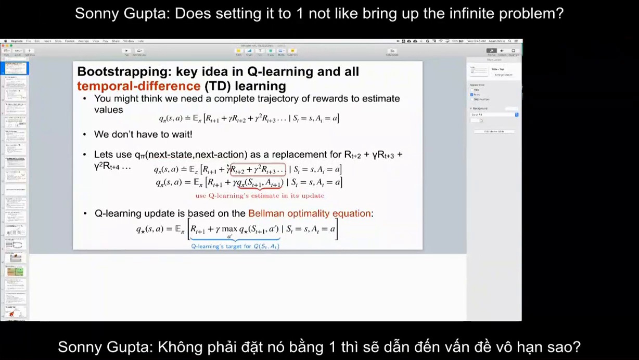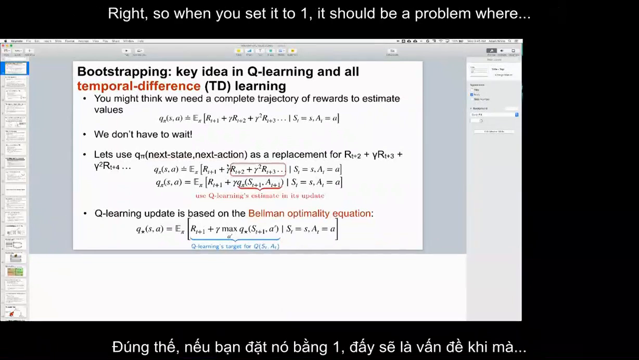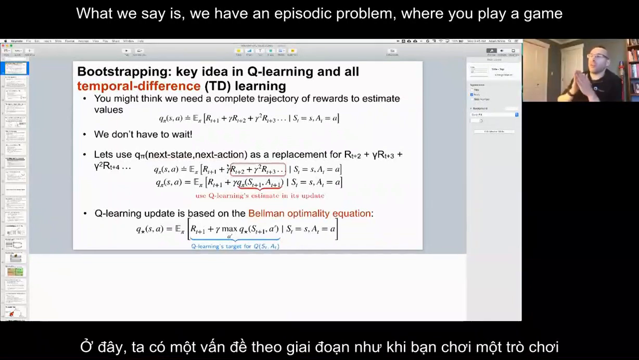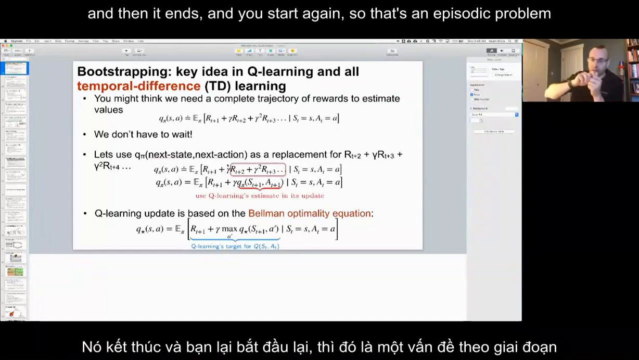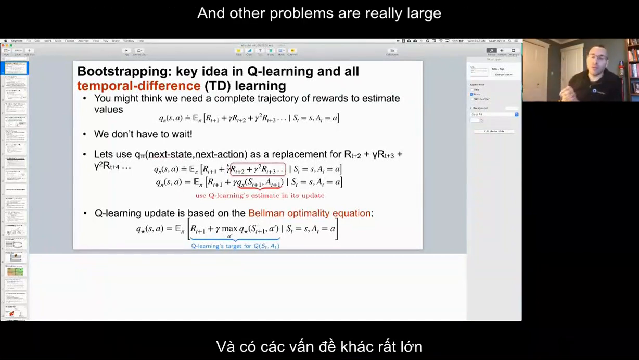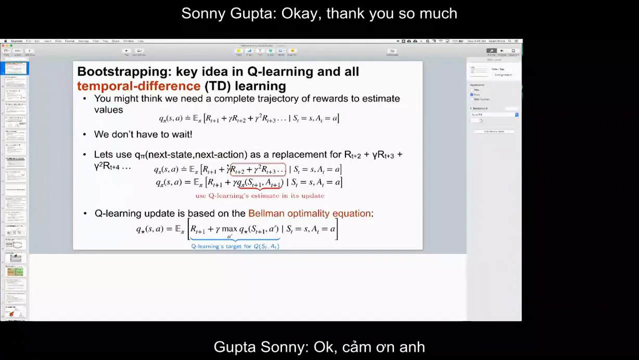So does setting it to 1 not bring up the problem of the return becoming infinite? Right. When you set it to 1, it should be an episodic problem, like a game: you play a game and then it ends and you start again. That's an episodic problem, and then we can set it to 1 there. In other problems, we can set it really large. Okay, thank you so much. No problem.